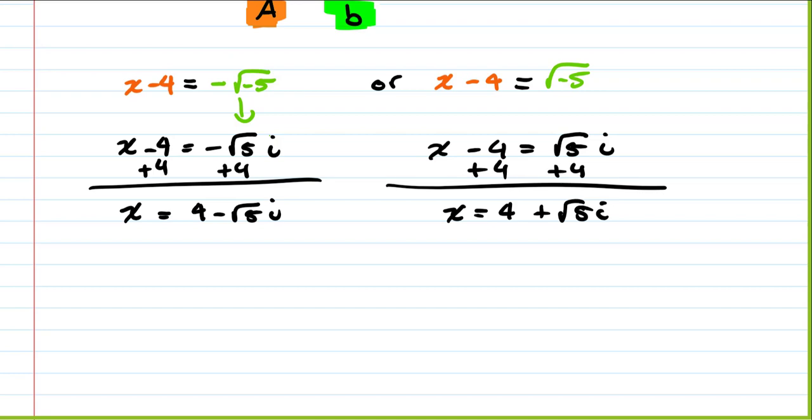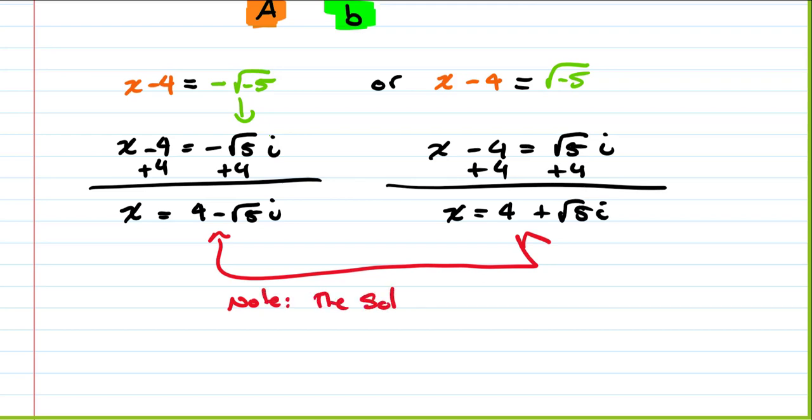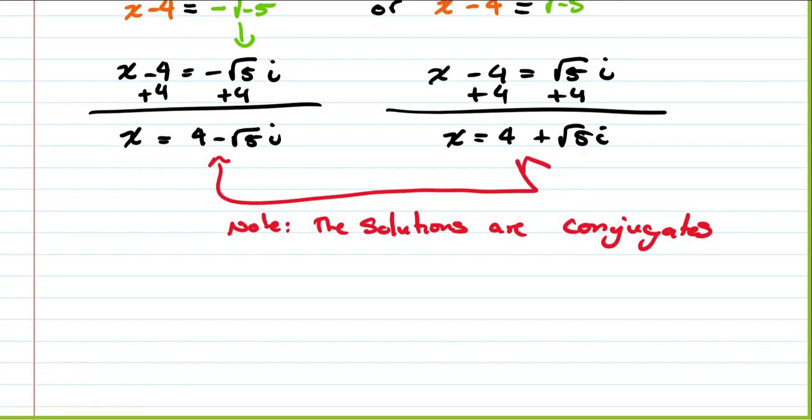And it's worth noting the solutions are conjugates. When you get complex solutions to a quadratic equation with real coefficients, they will always be conjugates of each other. So we have 4 minus the square root of 5i, and 4 plus the square root of 5i. And that will always happen when you get complex or imaginary solutions to a quadratic equation.